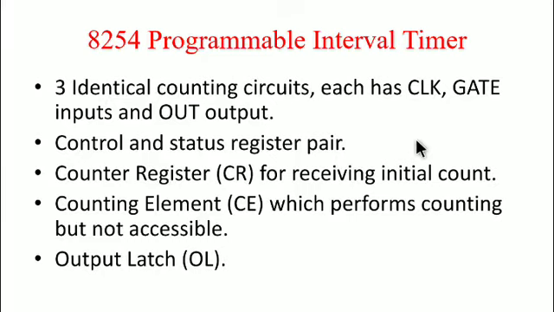So this 8254 programmable interval timer has 3 identical counting circuits, each with clock, gate input and output, and it controls the status and the register pair. The CR, counter register, is for receiving the initial count, and the counting element CE performs the counting, but it is not accessible, and the output latch OL is used here.